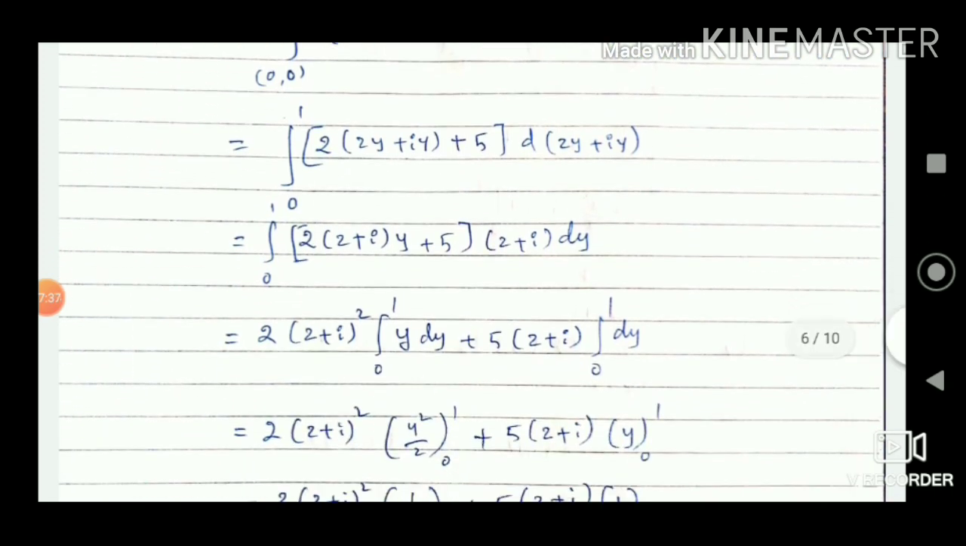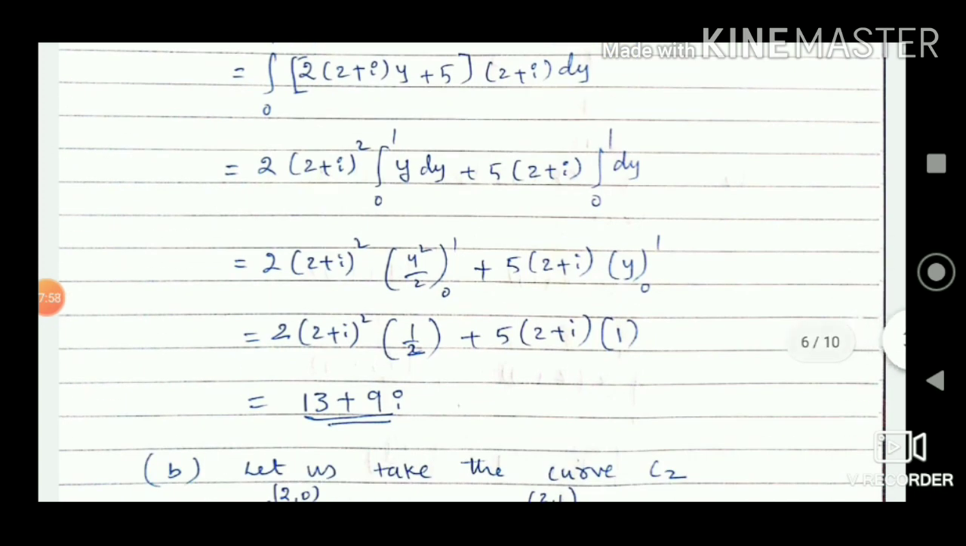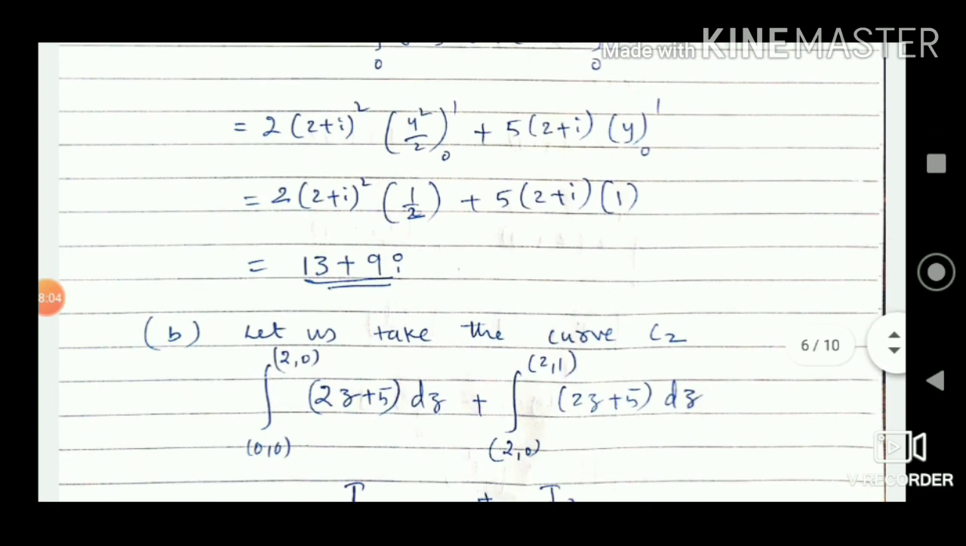So the constants will come out, and we will get two integrals: 2 into (2 plus i) the whole square, integral of y dy, and another one is 5 into (2 plus i), integral of dy. So the integral of y is y square by 2 and the integral of 1 is y. Then substituting the upper limit y equal to 1, you will get half, and in the second case also. So the answer which I am going to get is 13 plus 9i.